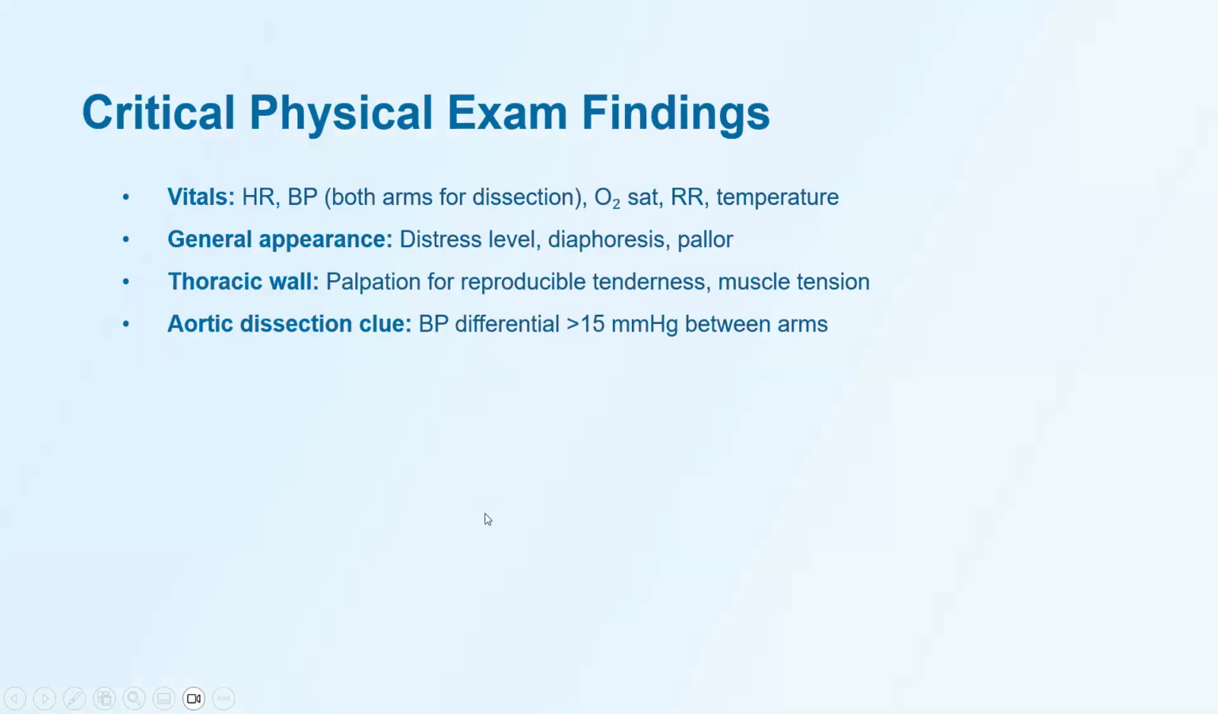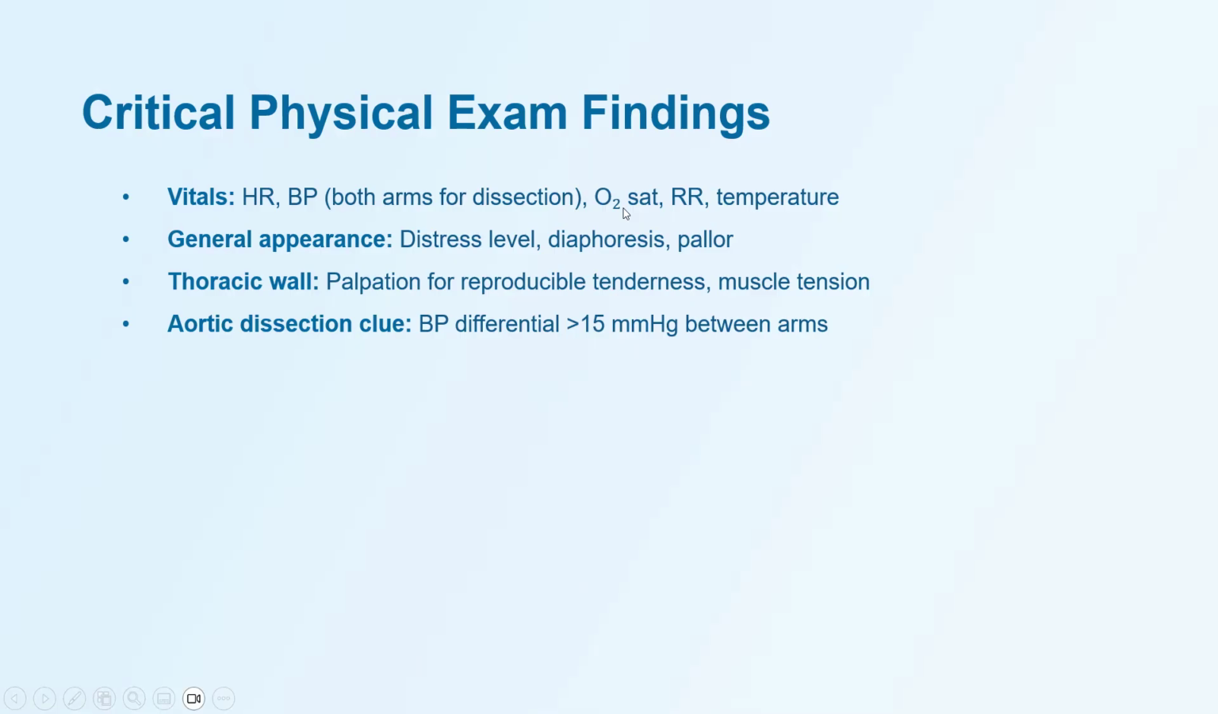Now, physical exam findings. These are some critical exam findings. Look at heart rate. Are they tachycardic? Look at blood pressure in both arms. In aortic dissection, sometimes blood pressure can have a discrepancy between both arms. One arm would show 160 over 100, the other would show 100 over 60. So if there is a discrepancy of more than 15 or more than 20 millimeters of mercury, think of aortic dissection.